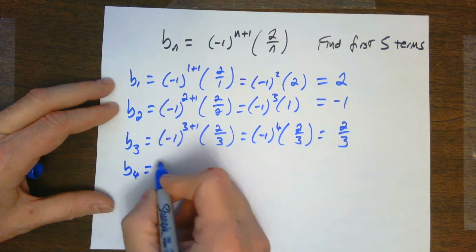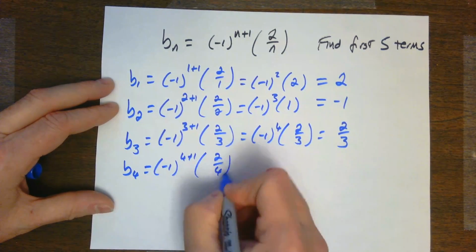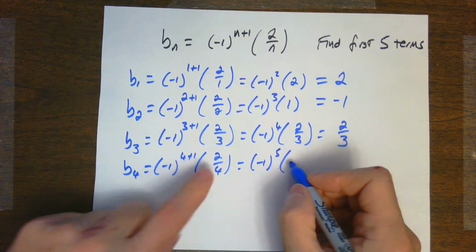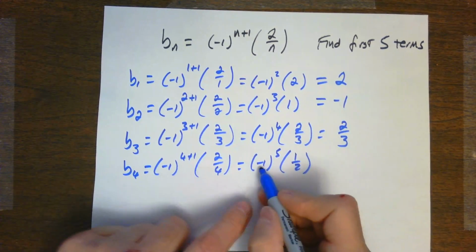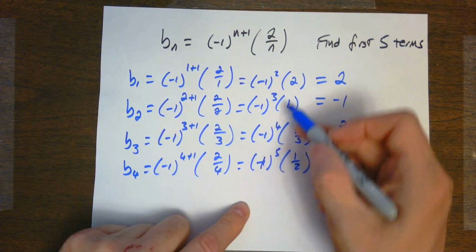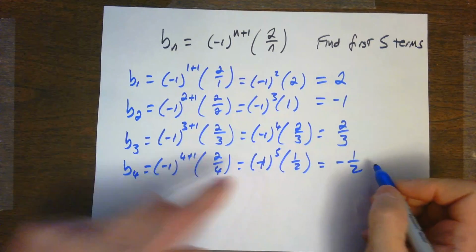b sub 4, my fourth term, is -1 to the 4 plus 1 times 2 over 4. I'm going to get -1 to the fifth power. 2/4 is a half. -1 to any even power is a +1, to odd powers is a -1. So -1 times a half is -1/2.